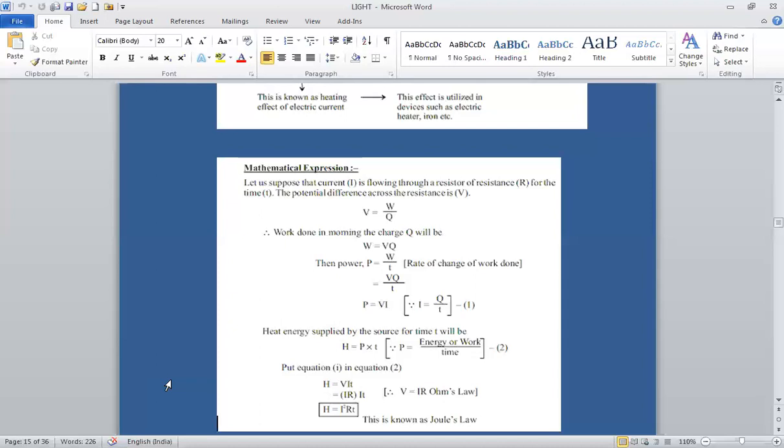Means these appliances which we have named, like toasters, heaters, electric bulb, they all produce the desired effect only when electric current passing through them generates heat. These are examples of useful applications of the heating effect of electric current.